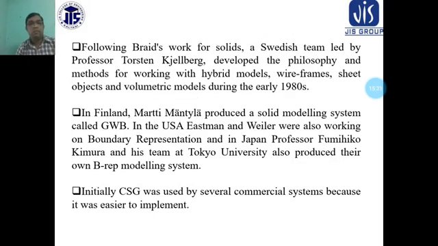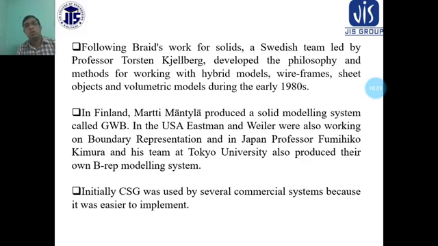Following Braid's work on solids, the Swedish team led by Professor Torsten Kjellberg developed the philosophy and methods for working with hybrid models.